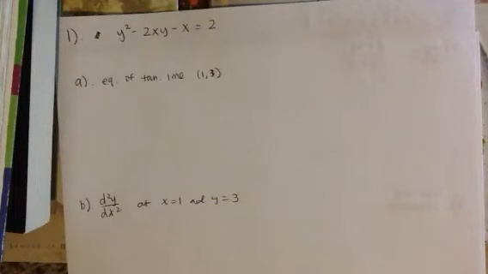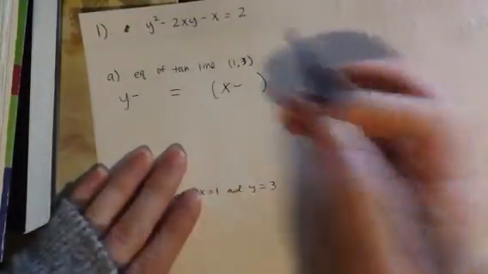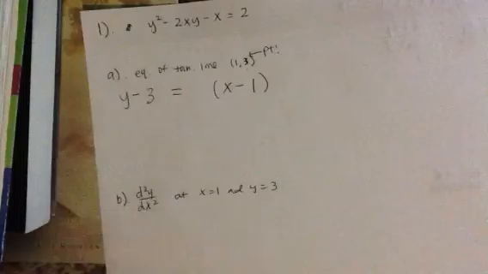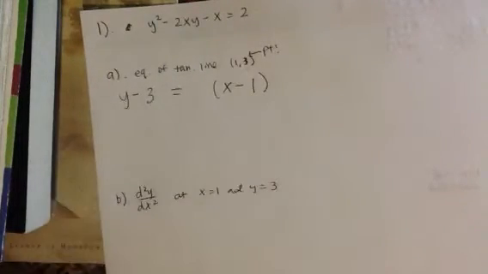The first one says write the equation of the line tangent to the curve at the point (1, 3). So we know how to write the equation of a line: y minus y1 equals slope times x minus x1. And then we have our point right here. Let's label it: this is my y value, 3, and this is my x value, 1. Now what I need to do is find the slope. The slope is just going to be the derivative.